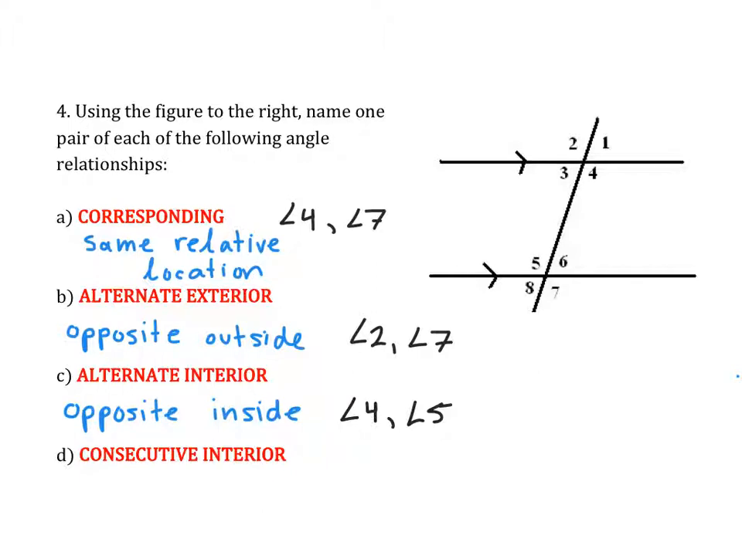Last, consecutive interior. Consecutive is going to mean on the same side of the transversal. And interior, again, means inside. So we're going to pick from the same 4 interior angles, but now we're working on the same side. So it's either 3 and 5 or 4 and 6. So we'll say angle 4 and angle 6.